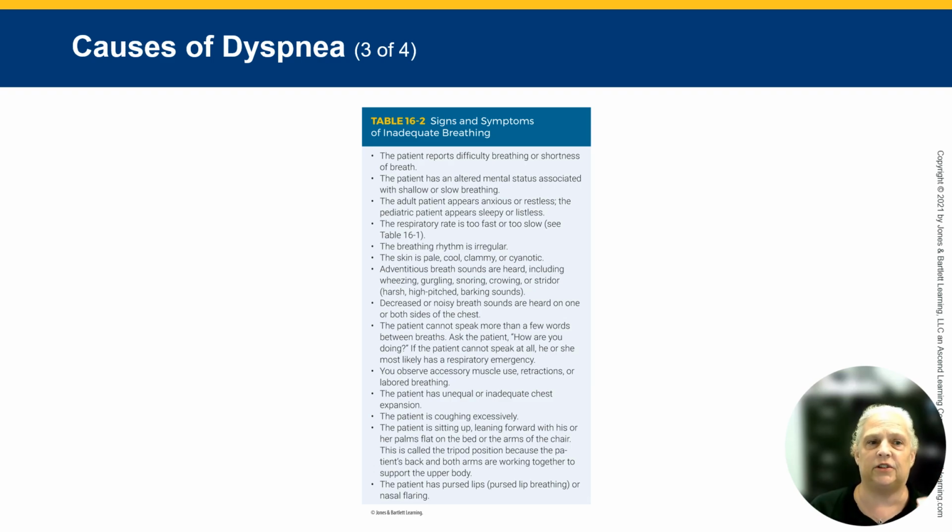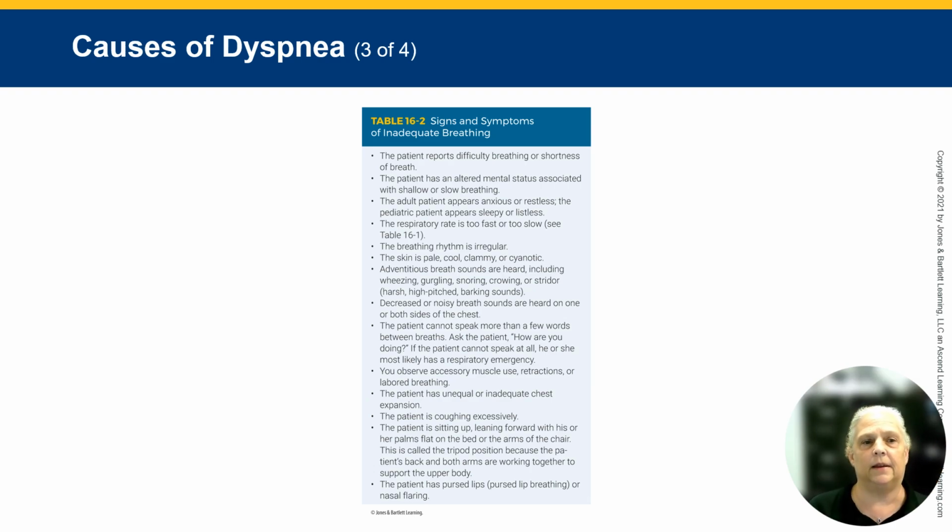If you're asking the patient how they're doing and they can't speak at all, you need to consider that a respiratory emergency. If they're speaking in 2 or 3 words, we call that 2 to 3 word dyspnea. That is a bad sign. You want to make sure you get them on oxygen, try and figure out what's going on, why they're having difficulty breathing.